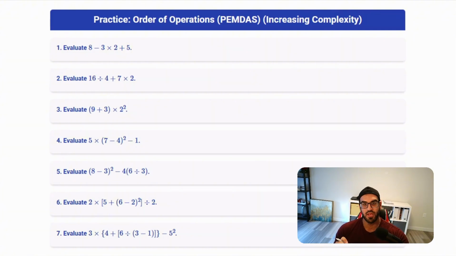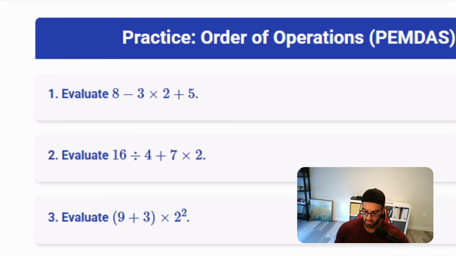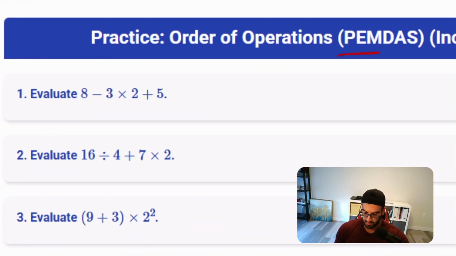So for this one, let's talk about this question. I do have 8 subtracted by 3 times 2 plus 5. We know that based on the PEMDAS that we have on the top, multiplication comes first. So this one is 6. 8 subtracted by 6 plus 5. So this one, considered as 2 plus 5, is going to be 7.